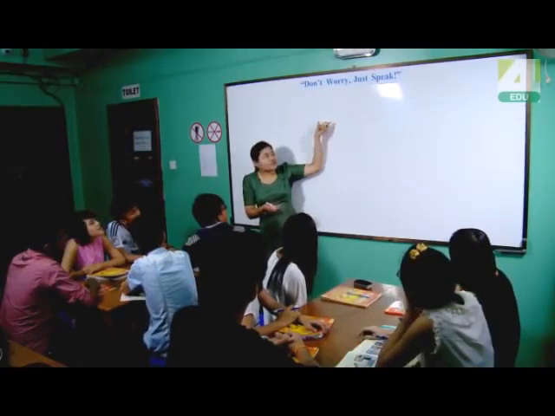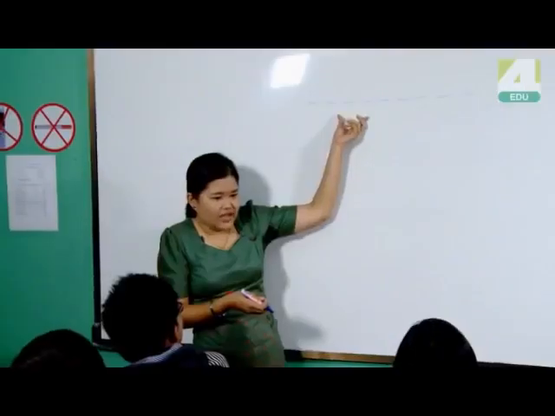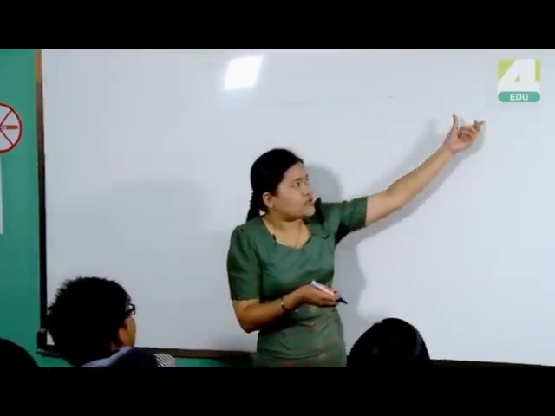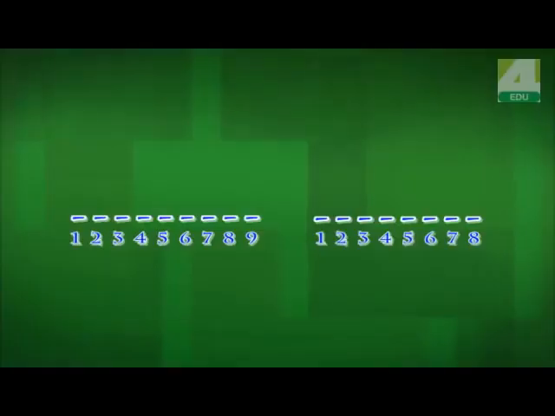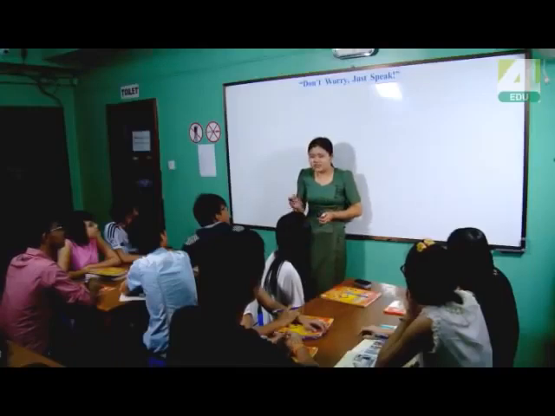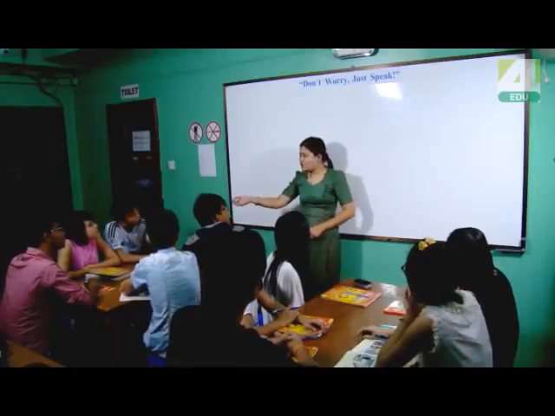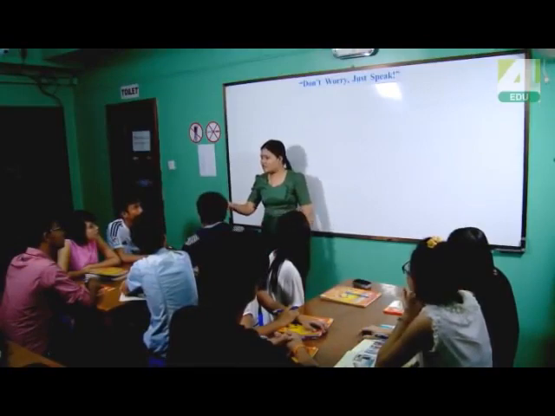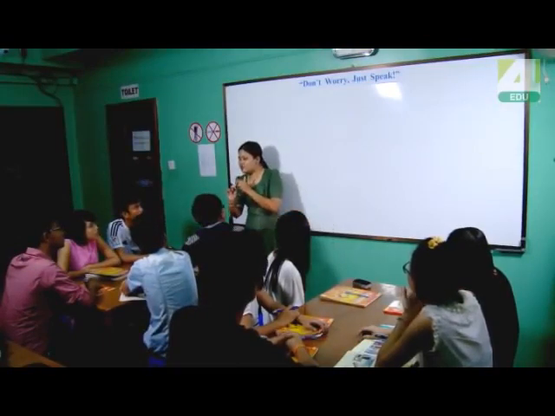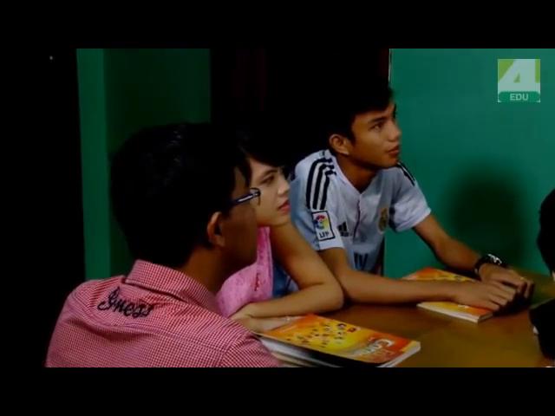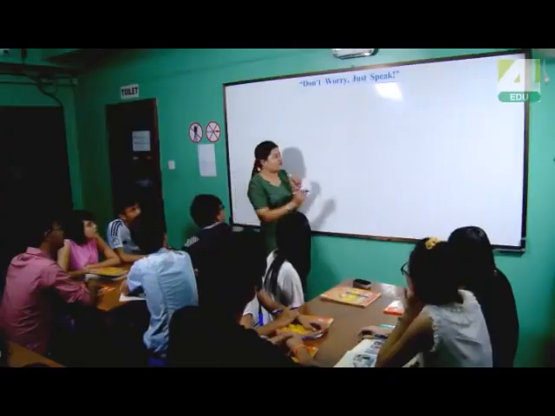And you have to tell me those letters. Okay, those letters for these two words. Okay, you can take turns. Okay, so group two, you start first. B. I'm sorry, gentlemen, no B.